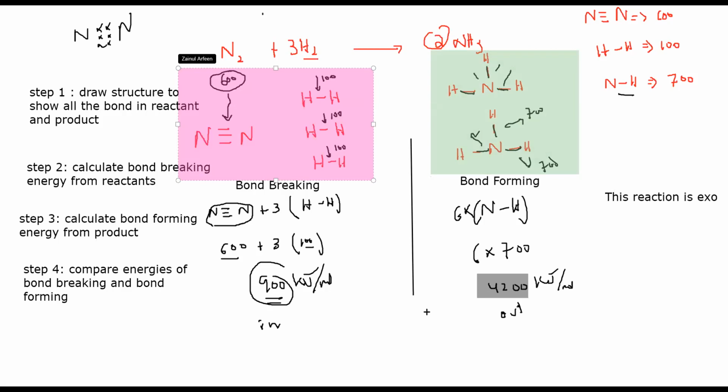Is it clear now, the concept of energy in a chemical reaction in terms of bond breaking and bond forming? I'll give more examples. You will have a better idea of the topic. But this is the way how we identify a chemical reaction from the bond energies. So first step, you will draw a structure to show all the bonds in reactant and product, then calculate the bond breaking from reactant, then calculate the bond forming from product, and compare the energy changes for bond breaking and bond forming to identify which reaction this is.